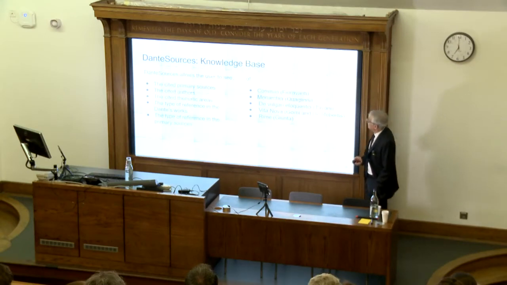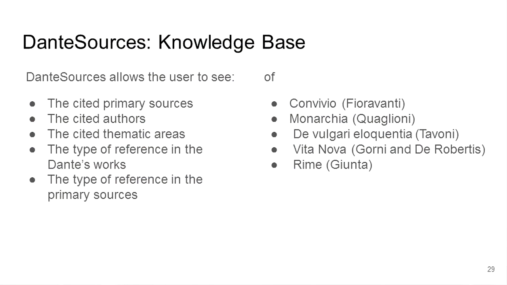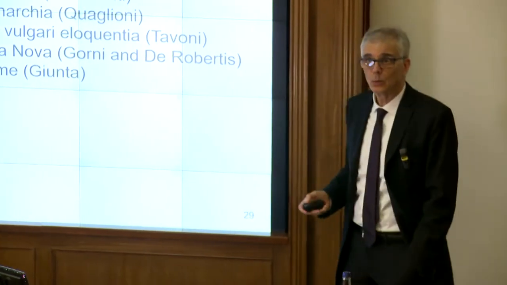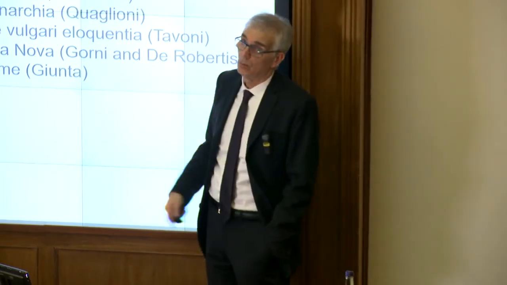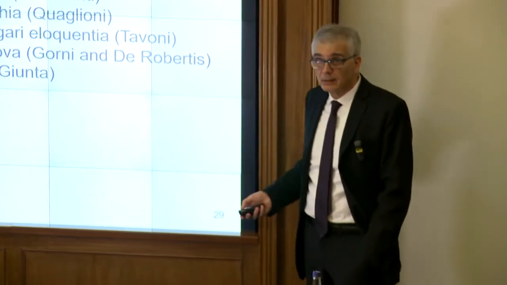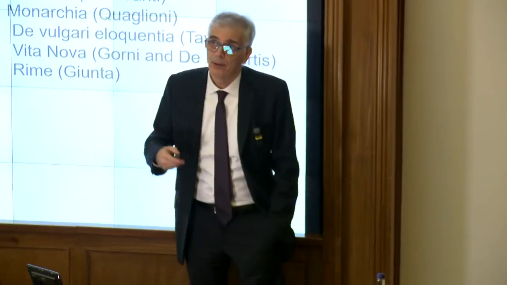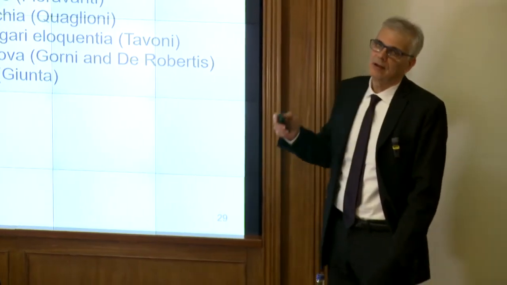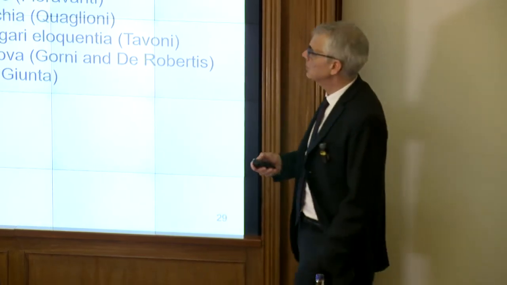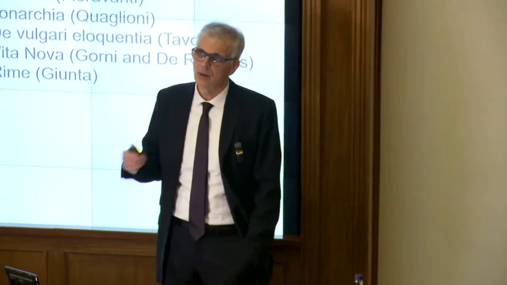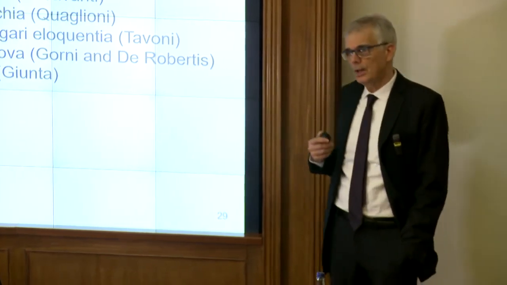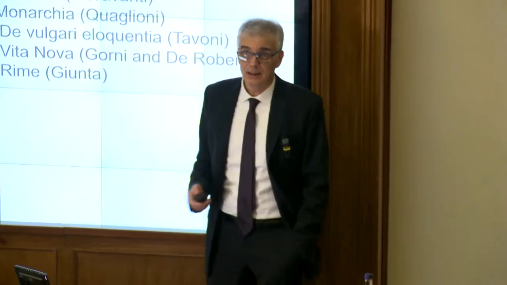So the knowledge base of Dante Sources now contains this information: primary sources, cited authors, cited thematic areas, the type of reference, which is one of three kinds, and these are the works of Dante that we went through. And this is the name of the person who authored the commentary that we relied on. All manually done. Of course, we can apply text processing and natural language processing techniques, but we don't have too many expectations, because we cannot afford to have incorrect or inaccurate information in our knowledge base. In any case, automatic tools can give us hints, but there is always a scholar behind them who validates the hints given by the tool.